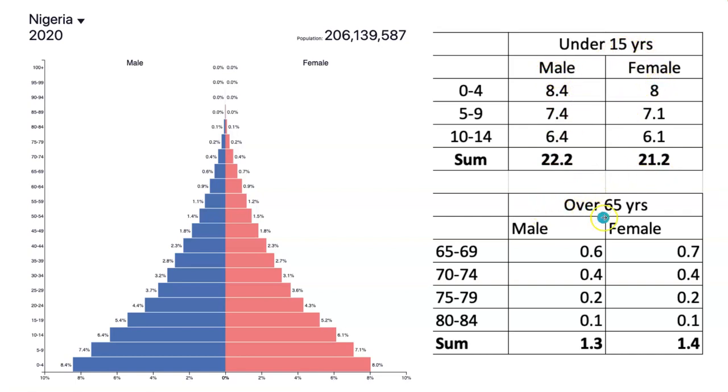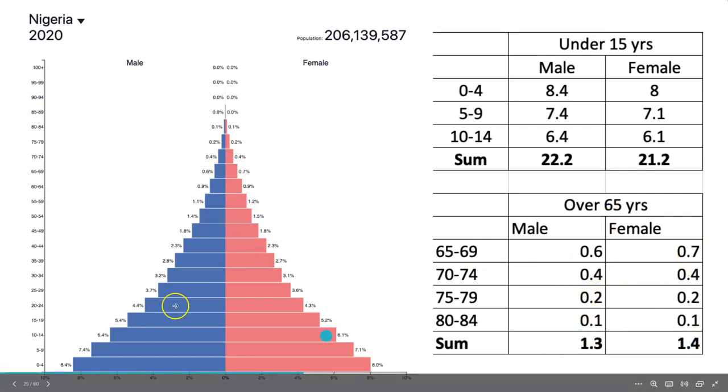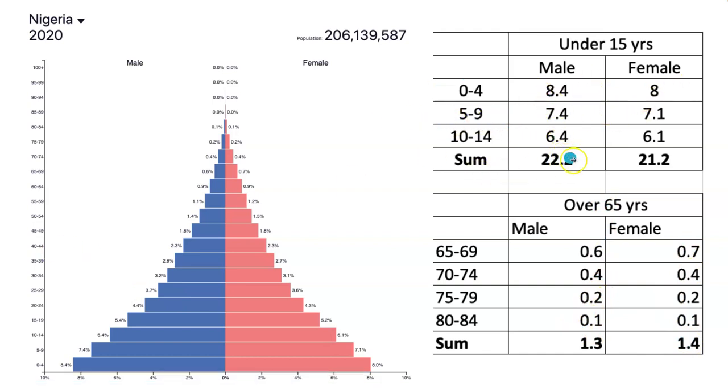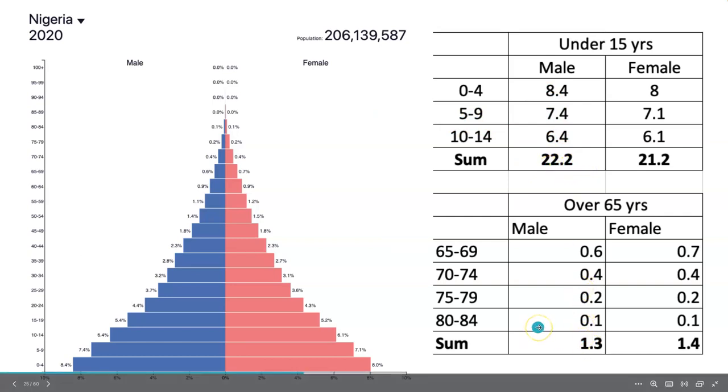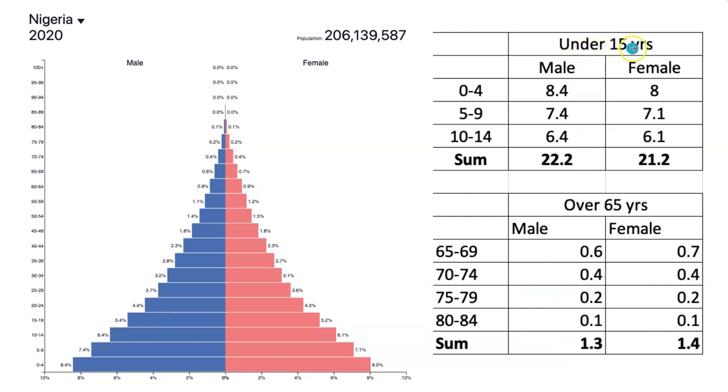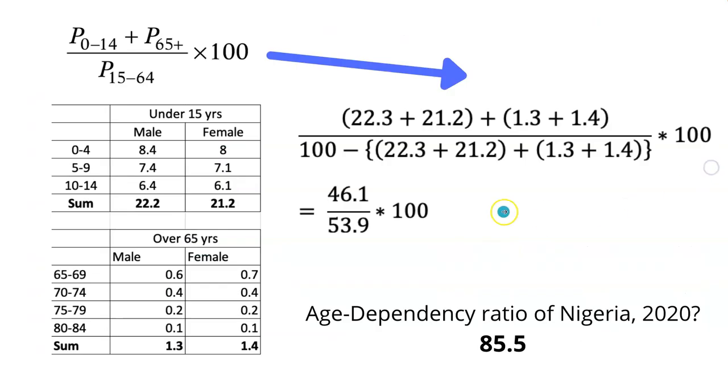In the same way, over 65 years old, 65 through 69, 0.6, 0.4, 0.2, 0.1. If we add them up, 1.3 and 1.4 for the female. So you already found the numerator. If you add up 22.2 plus 1.3, that will be the sum of the under 15 years old and over 65 of the male and female.